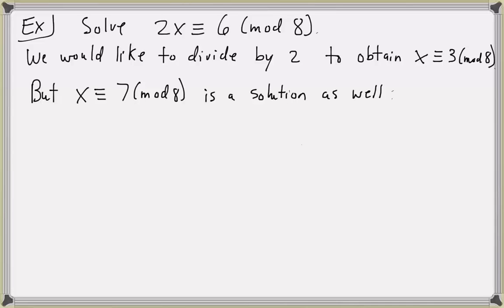To see this, let's plug in 7 for x, so 2 times 7, which is 14, is congruent to, if I subtract 8, 6 mod 8. So we see that there seem to be two solutions: x is congruent to 3 mod 8 and x is congruent to 7 mod 8. The problem with our division is that when we divide by 2, notice that the modulus 8 is also divisible by 2. We have to worry about that when we're using division.